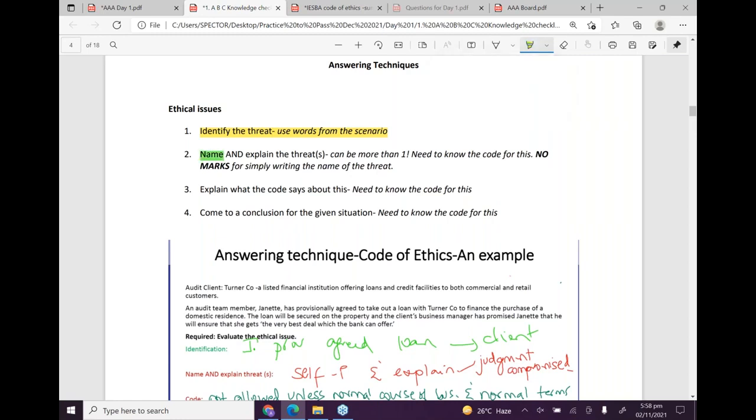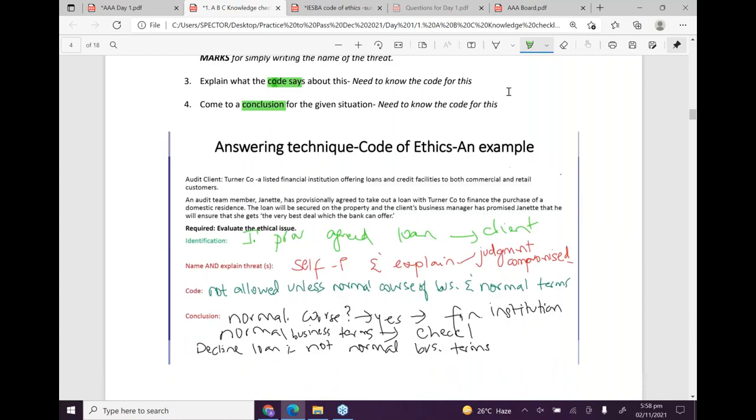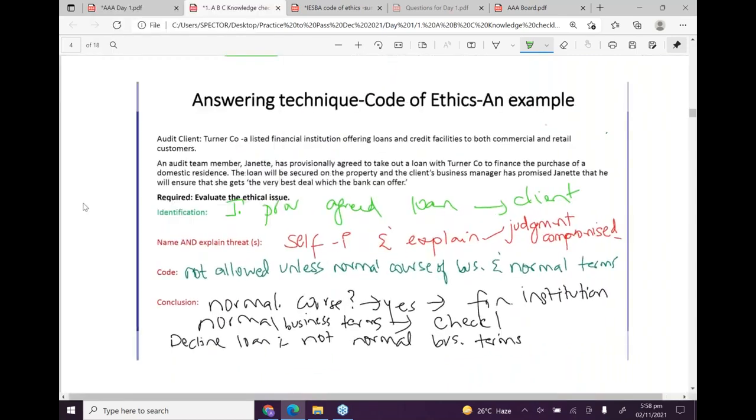You have to name and explain the threat. A lot of you would write, because they've taken out a loan, there is a self-interest threat, full stop. Because you cannot get marks for simply naming it, you would get a 0. Please remember, you will have to explain each threat properly. Then tell me what the code says about it. So what does the code say about this particular threat? And then give me a conclusion for the given scenario. Let's do an example. Okay, so I'm going to read this with you and then I'll apply this to the given scenario as well.